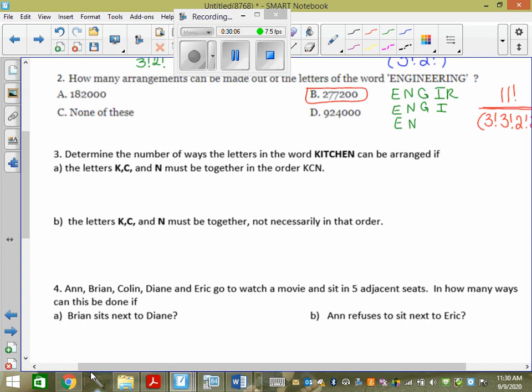3. Determine the number of ways the word kitchen can be arranged if the letters K, C, N must be together in the order K, C, N. Does kitchen have any doubling or tripling letters? No, so we're not going to have to divide by anything. So the bottom's going to have nothing. It has to be in the order K, C, N. So it's going to be 1 times 1 times 1 times 4, 3, 2, 1. Does it say in the front or middle or back? No. So it's going to equal 5 factorial, which is 120.